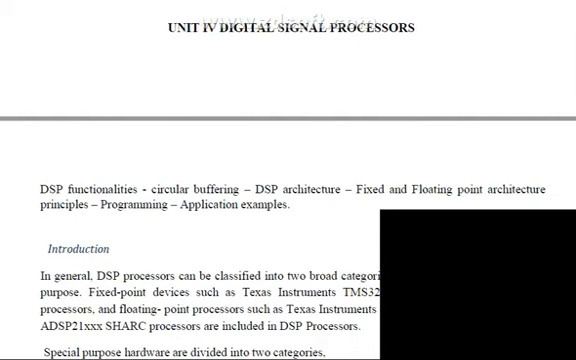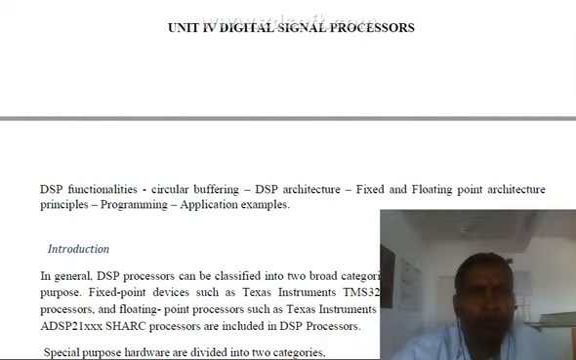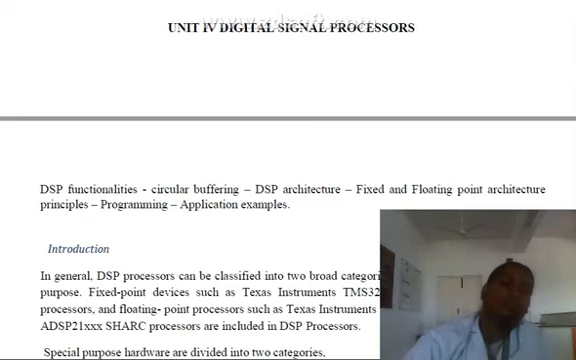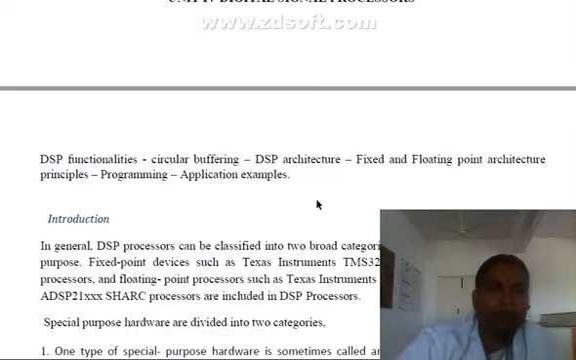Good morning to everyone. Today we are going to discuss digital signal processors in the digital signal processing subject, unit 4. Here we have to see the syllabus, DSP functionalities, circuit buffering, DSP architecture, fixed point and floating point principle, programming and application examples. These are all the topics we cover in unit number 4.